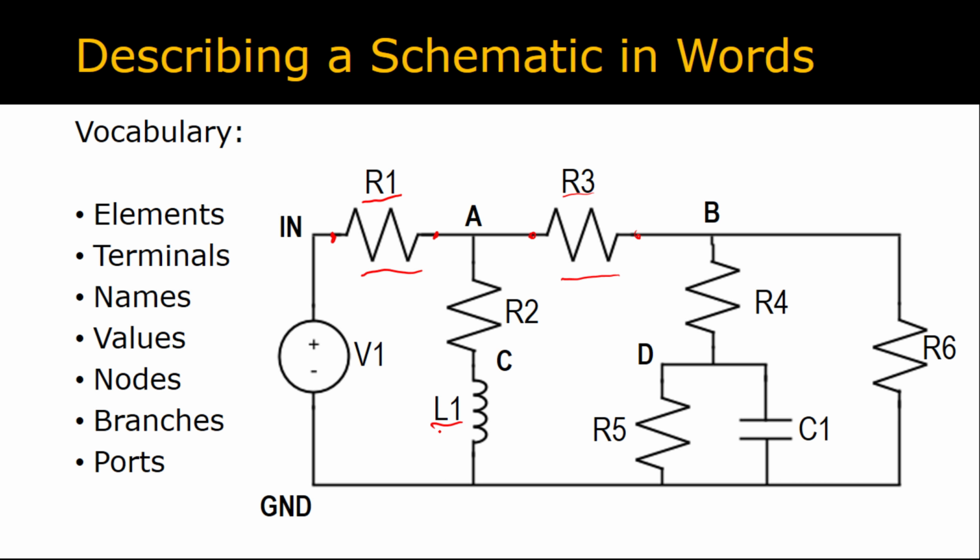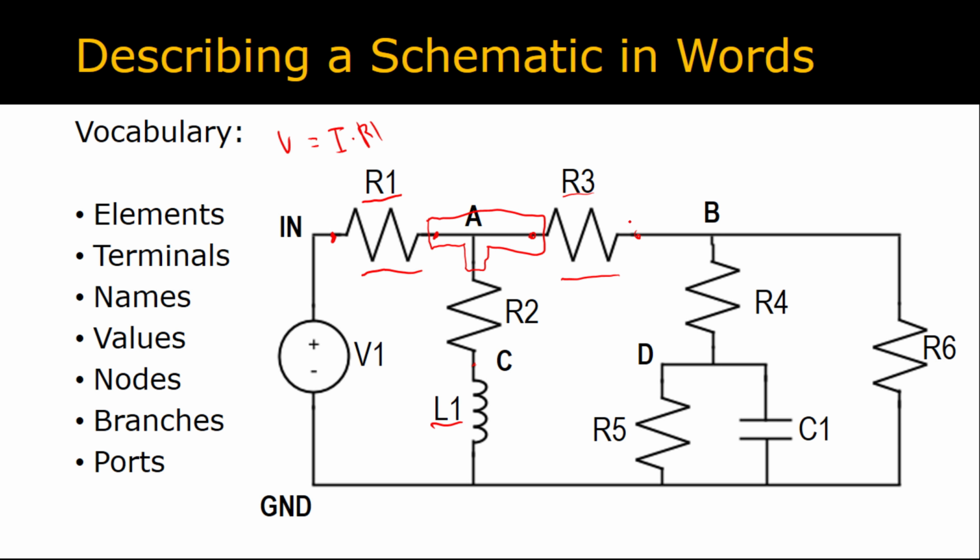Often in equations, you'll just use the element's name as a stand-in for its value. So, for instance, I might write the equation V is equal to I times R1 in order to refer to the value of R1. Elements connect to each other at nodes. So, for instance, R2 has a terminal which is connected to node C, as does L1. R1 has a terminal which connects to node A, as does R2, as does R3.